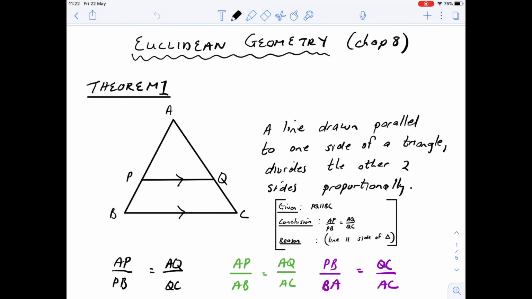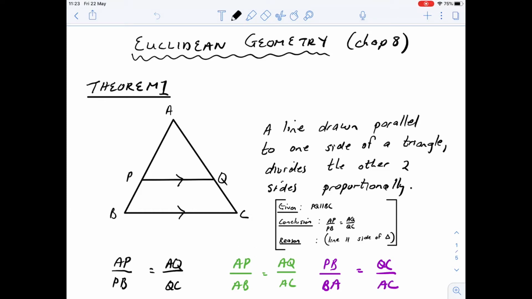Hi, grade 12s. And so we start with a new chapter, Euclidean geometry. Euclidean geometry is just a big name given to a whole lot of different types of geometry, named after Euclid, and he's just quite a boff from back then. And a lot of the geometry we do today is just named after them, hence Euclidean geometry.